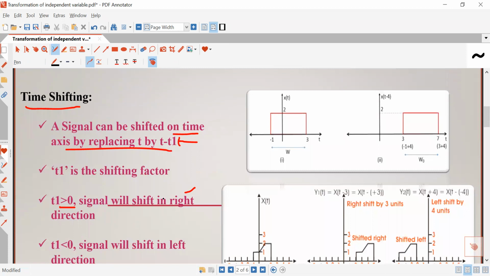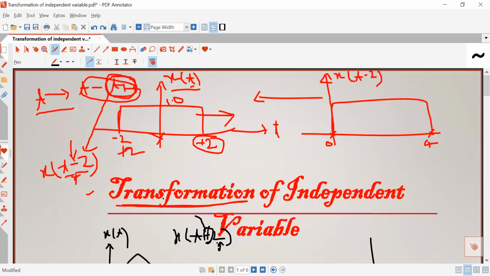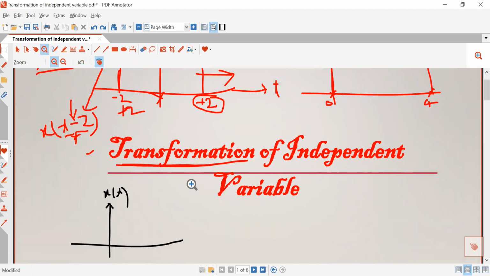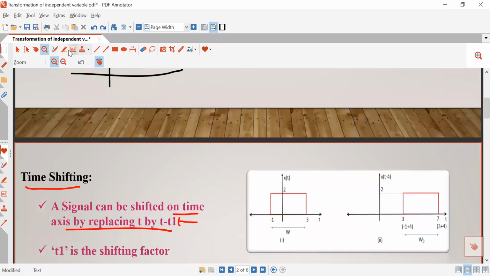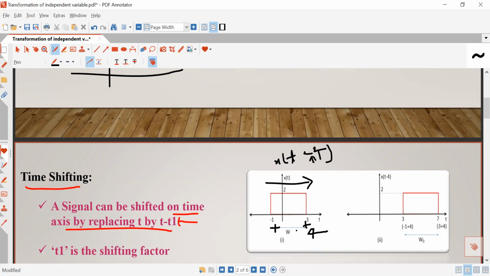The important point in time shifting is, it is very important to note this point. If you shift the signal in right direction by an amount 4, then the signal will be x(t minus 4). And if this sign is minus, then you have to add plus 4 to get the new coordinate on the time axis.